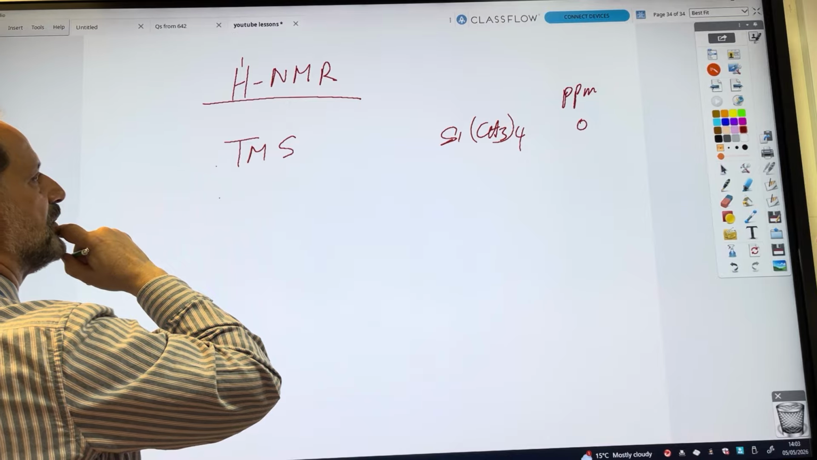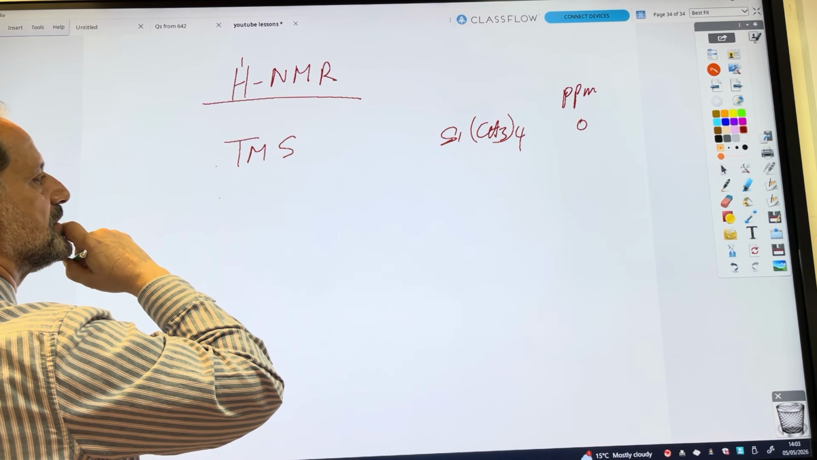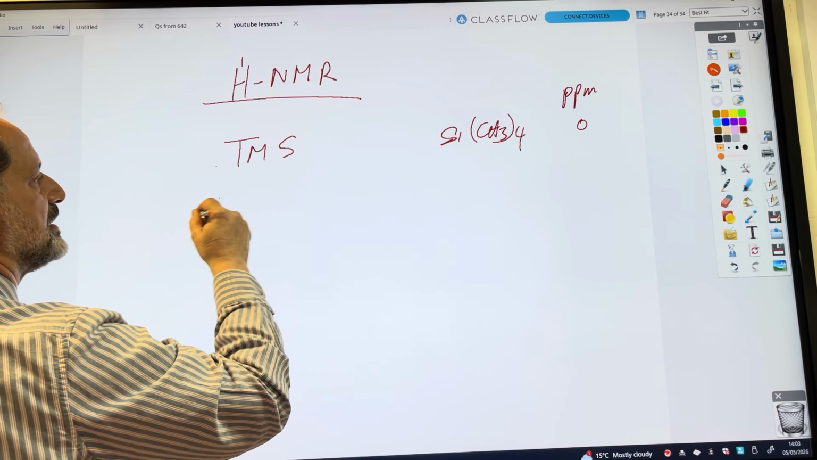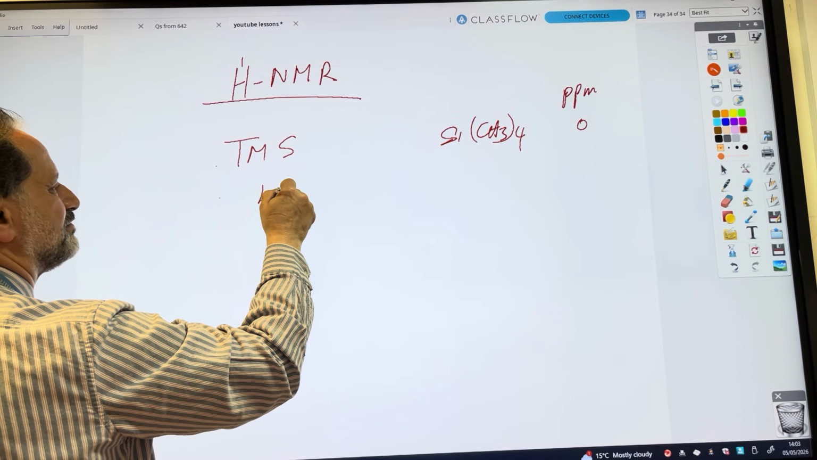In which region of the electromagnetic spectrum do we use as a source of energy? That would be low energy radio frequency.